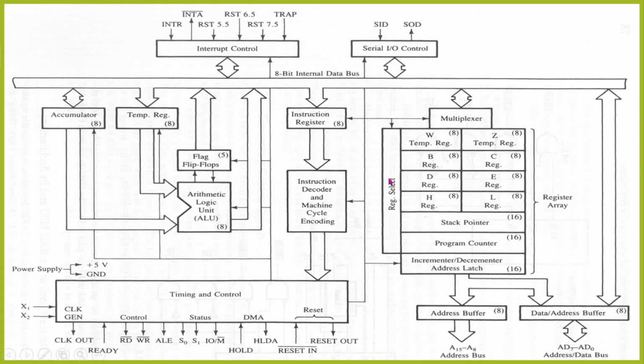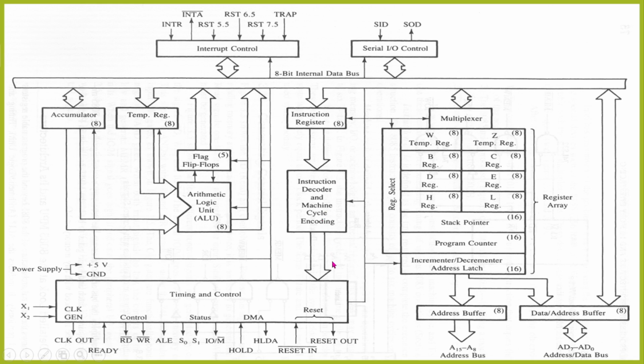For example, ADD D means A plus D, which is only a 1-byte instruction. That instruction is decoded here. It will enable the accumulator register, enable the D register, then enable the ALU. Both will be added, the result is updated in the accumulator, and the flag register also gets updated. For ADD D there is an opcode, which you can refer to in the opcode sheet. It is an 8-bit binary number, and every 8-bit binary number has a different meaning. That is identified by the instruction decoder and machine cycle encoding.